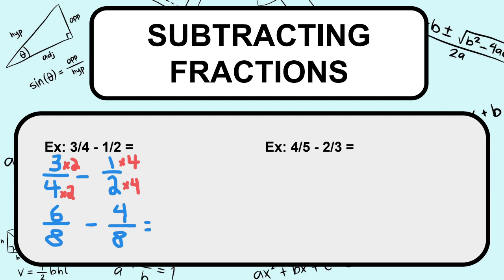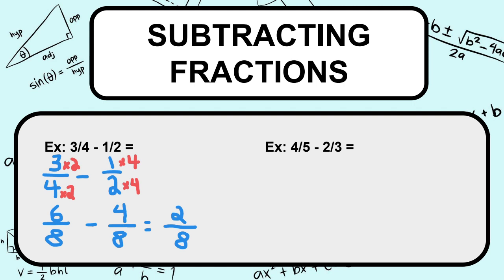And again, denominators stay the same. So I'm going to bring that denominator of 8 over right now. And then it's just some basic math. 6 minus 4 is 2. All right, 2/8. Now, can 2/8 be simplified?